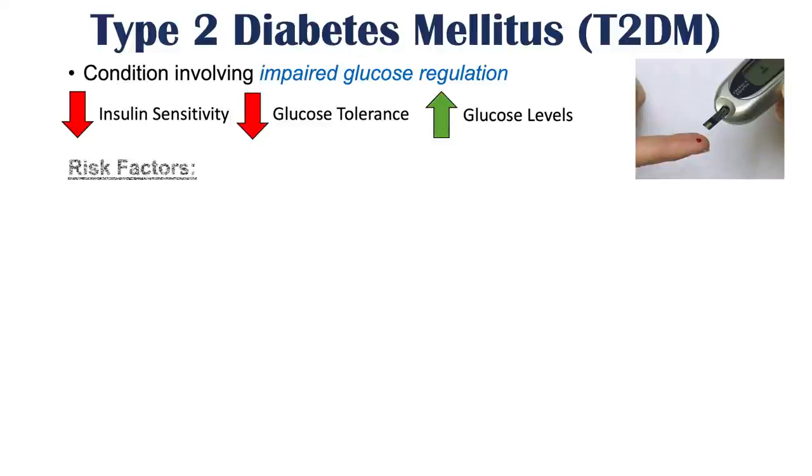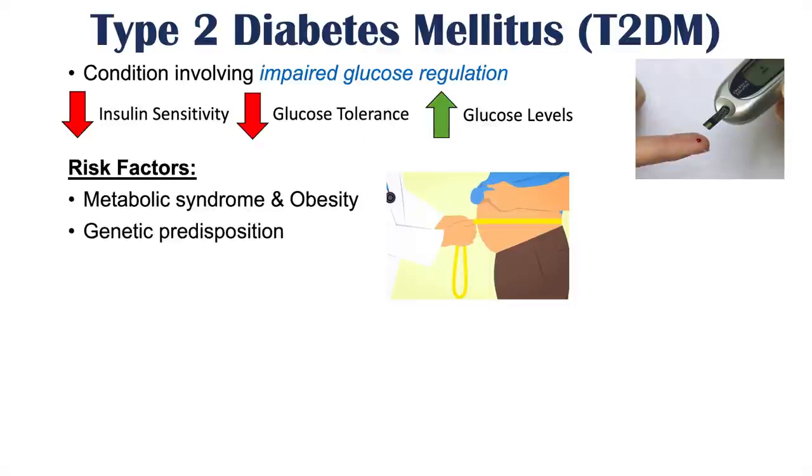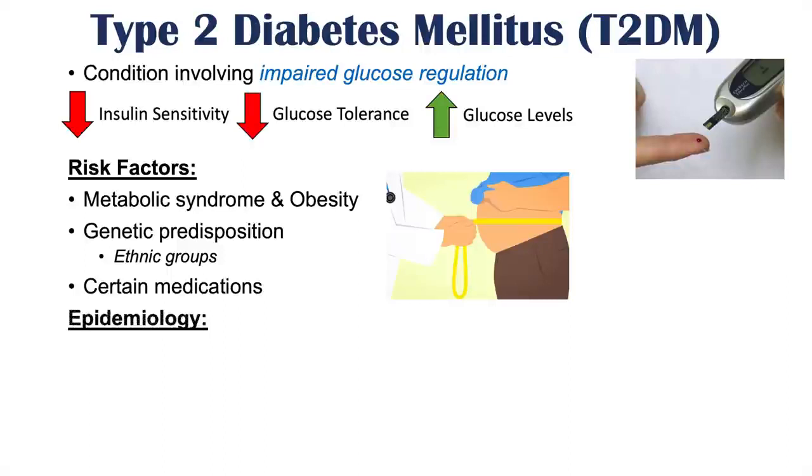The risk factors for getting type 2 diabetes include having metabolic syndrome and being overweight or obese. There are genetic predispositions for getting type 2 diabetes. So if you have a family history, for instance, if your parents have type 2 diabetes, you're more likely to get it yourself. Certain ethnic groups are at an increased risk as well. And being on certain medications can also increase your risk, and these include some antipsychotic medications.